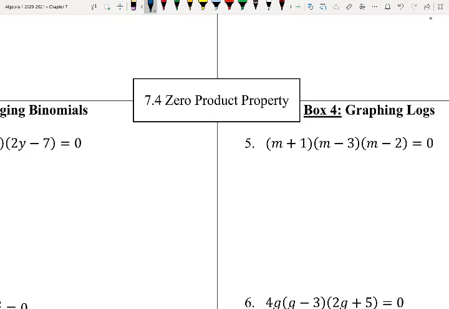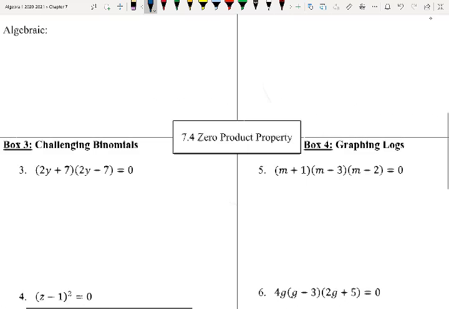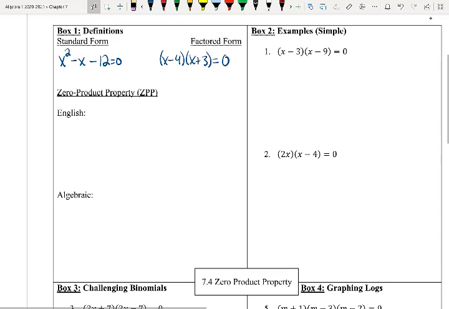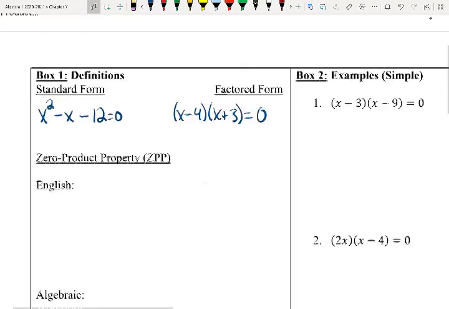All right, today we are looking at 7.4 for our notes. We're talking about something called zero product property. This is kind of our first section in which we're getting into something that's called factoring. We're looking at things that are factored.